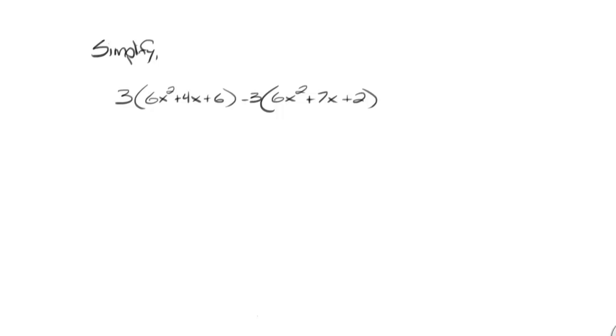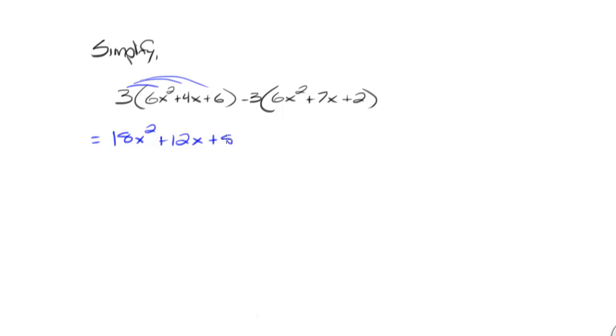All right, in order to simplify this algebraic expression, what you'd first need to do is distribute this factor of 3 outside the parentheses on the first set of parentheses here. So that would be 3 times 6x squared is 18x squared. 3 times 4x is 12x. And then 3 times 6 is 18.